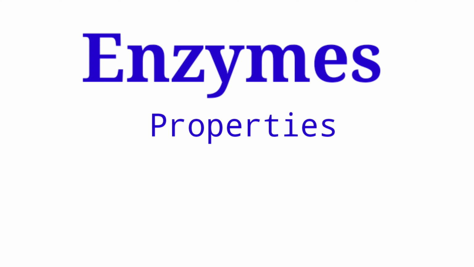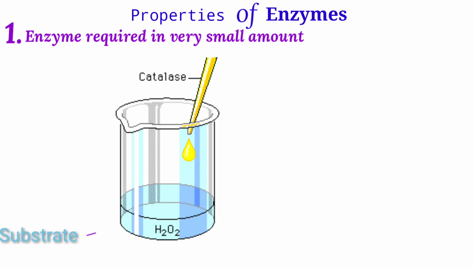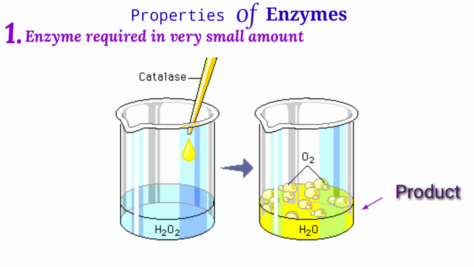We will talk more about enzymes in terms of their properties. So the first property of enzymes is that the enzyme is required in very small amounts. As shown in the figure, hydrogen peroxide is treated by catalase enzyme. We can see the differences in their amounts, resulting in water and O2 formation. So the enzymes are required in very small amounts.